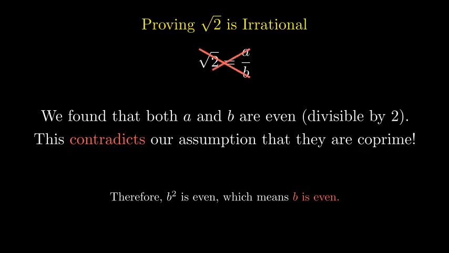Step 4. We have found that both a and b are even, both divisible by 2. This means they share the common factor 2. But this contradicts our assumption that a and b are coprime. Conclusion: the square root of 2 must be irrational. This proof is the foundation of all irrationality results in this chapter.